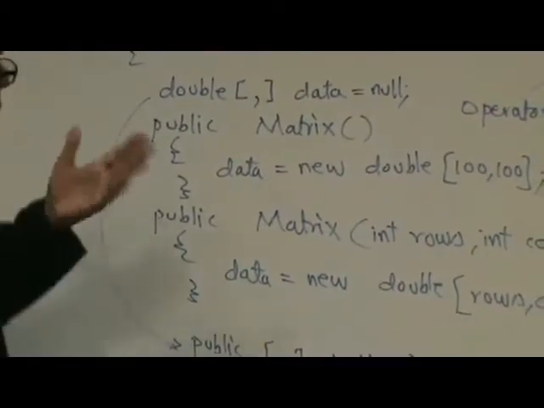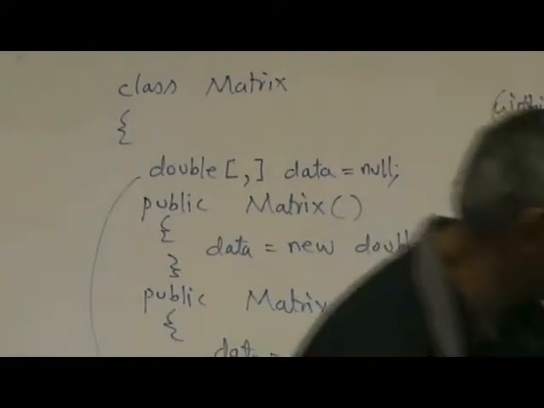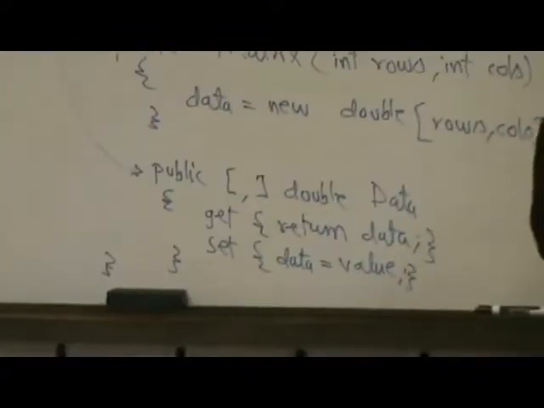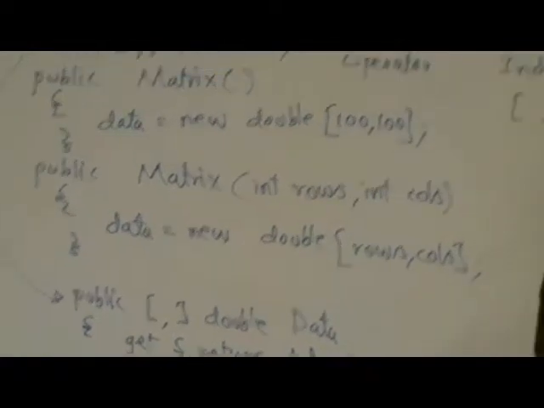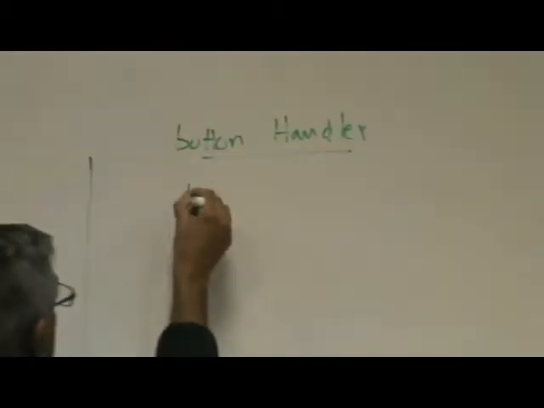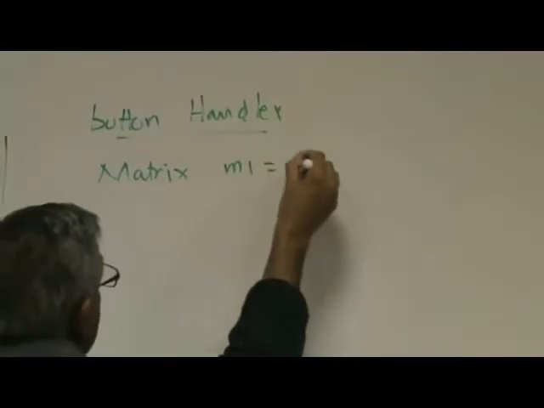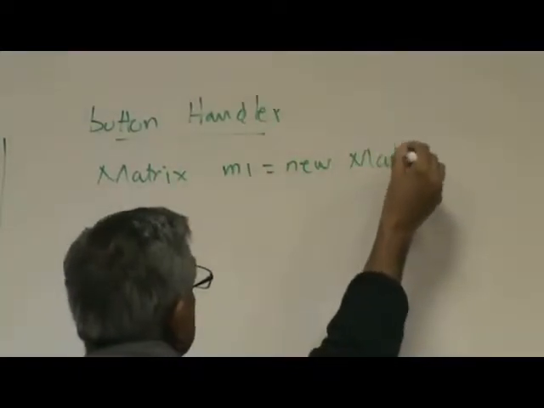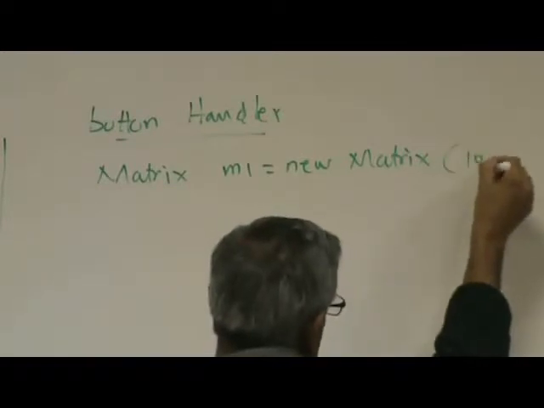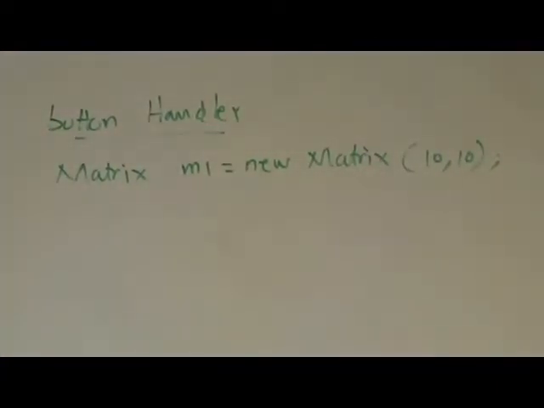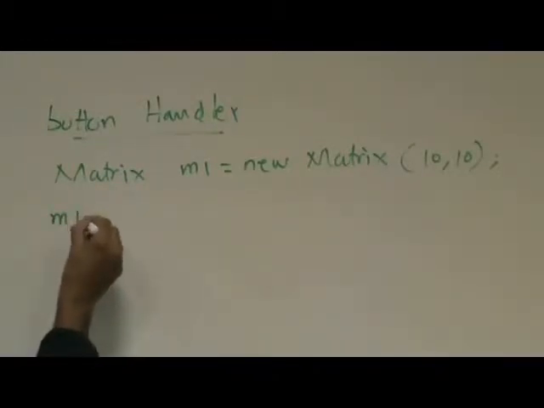Okay, so now if somebody created, let's say in one of the button handlers, so somewhere over here, somebody wanted to create a matrix, right? So they will do something like this, matrix M1 equal to new matrix, and suppose they wanted a 10 by 10 matrix, right? So they will just simply call it like this, 10 comma 10, correct? Now, how will they store the data, let's say in row 0, column 0? What will the user say?